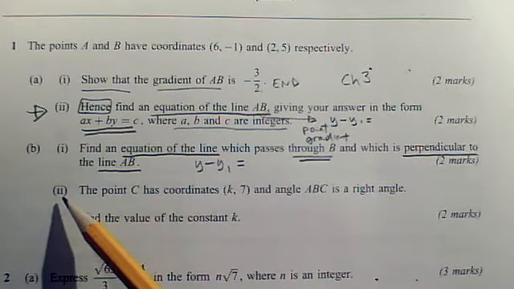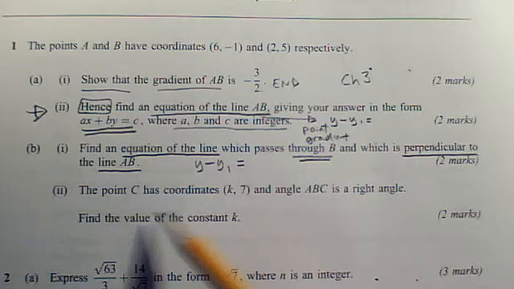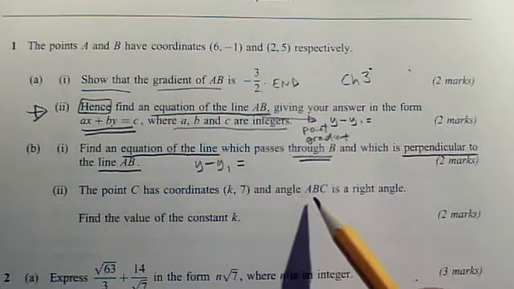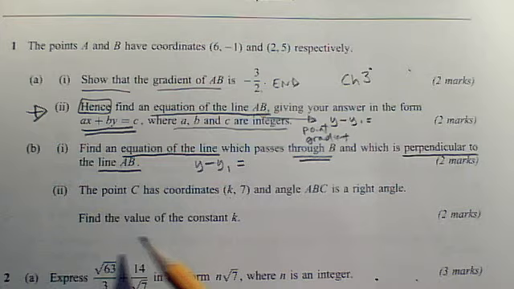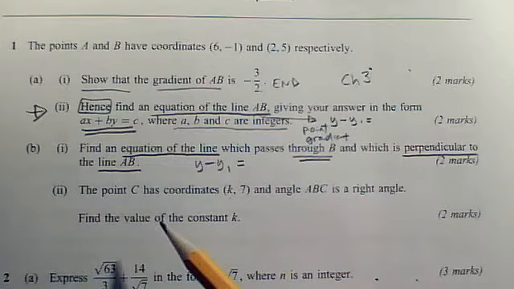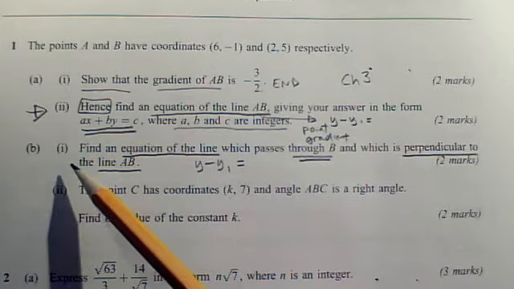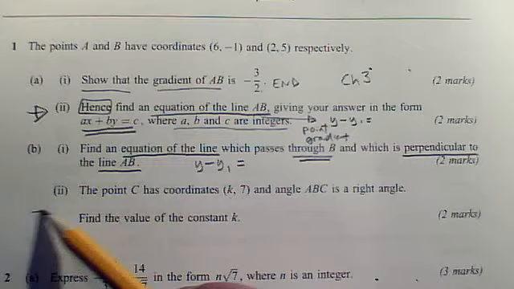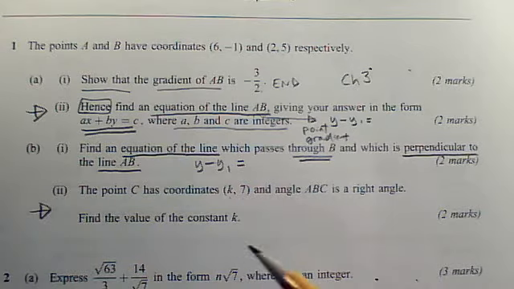Finally, in B dot E2, we've got a point C. We know the y coordinate is 7, we don't know the x coordinate. Angle ABC is a right angle. Find the value of the constant k. Now if you're smart, you might realise that this is actually linked to B dot E1. But you don't need to solve B dot E1, and you can treat this as a complete re-entry point.